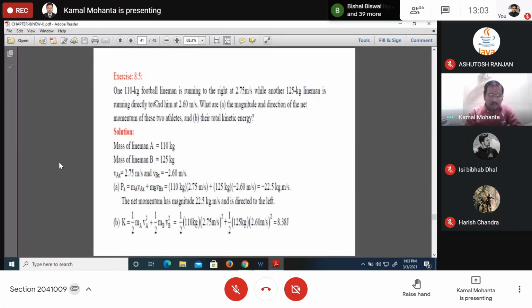A 110 kg football lineman is running to the right at 2.75 meter per second, while another 125 kg lineman is running directly toward him at 2.60 meter per second. You have to carefully see the direction, according to that you have to solve it. Part A, you have to calculate the magnitude and direction of the net momentum of these two athletes, and part B, their total kinetic energy.